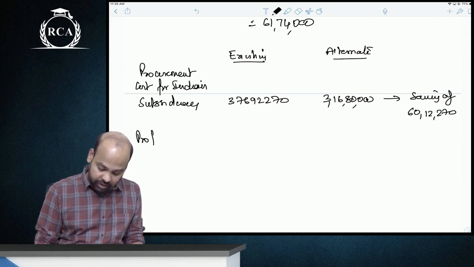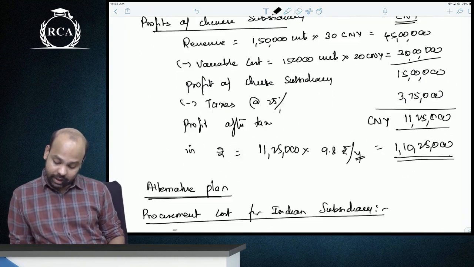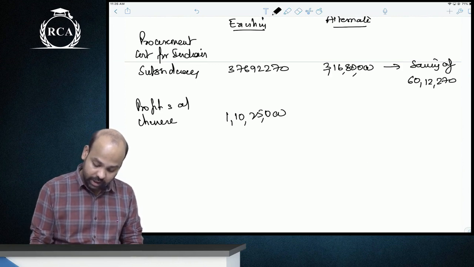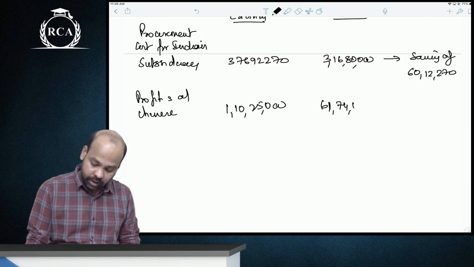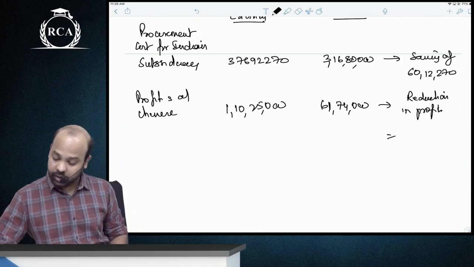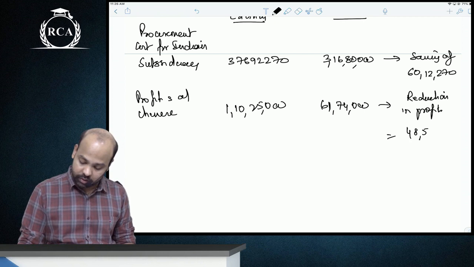Whereas the profits of Chinese subsidiary, guys, earlier they were making a profit of 1 crore 10 lakhs 25,000. But now their profits have come down to 61 lakhs 74,000. Reduction in profits, how much is it? This is in Indian currency; we have converted everything into rupee equivalent, guys. Please do not forget. This is 48 lakhs 51,000.